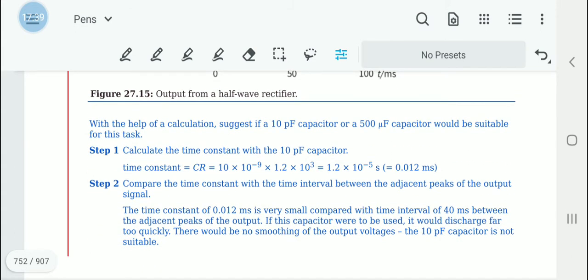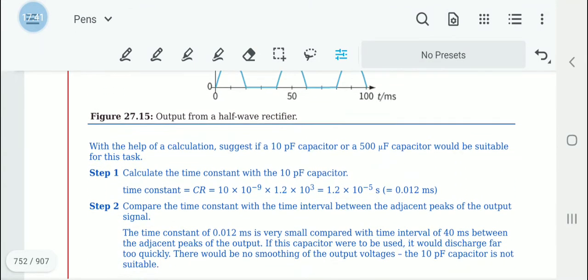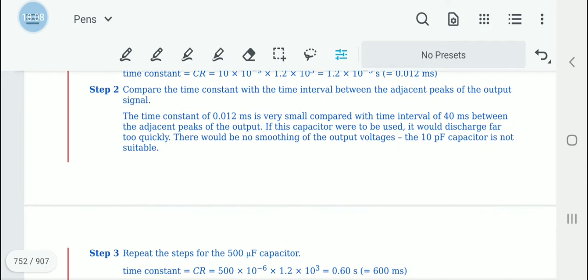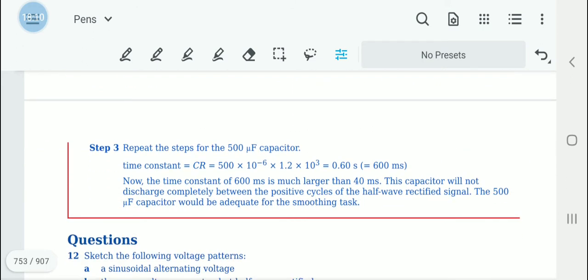Then we have to compare the time constant with the time interval between the adjacent peaks of the output signal. The time constant is 0.012 milliseconds. It is very small compared with the 40 milliseconds between the adjacent peaks of the output. So if this is used, the capacitor is going to be discharged very quickly. As a result, there won't be any smoothing. So the 10 picofarad capacitor is not used.